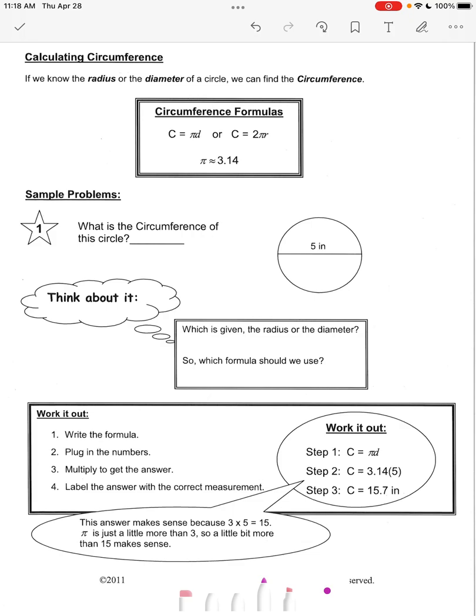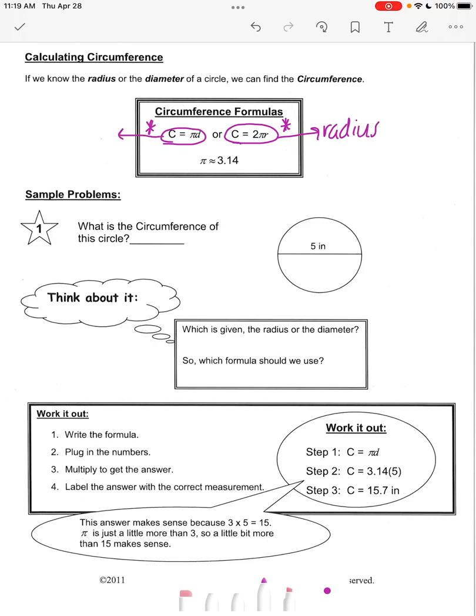Okay, so let's get into calculating your circumference. We need two formulas. We need C equals pi times D, or C equals 2 pi r. The formula is going to depend on if we are given the diameter or the radius. If we are given the diameter, we're going to use C equals pi times D. If we are given the radius, we're going to use C equals 2 pi r. So those are the differences. This is when you're given the radius.